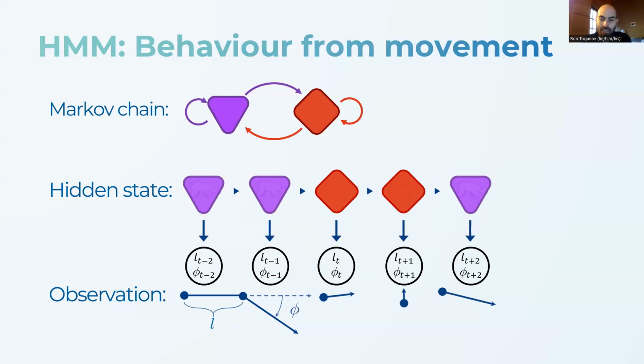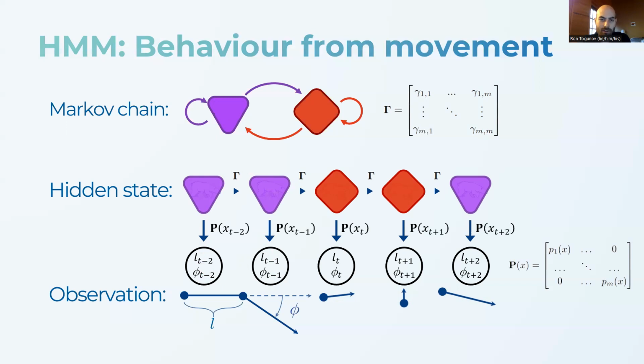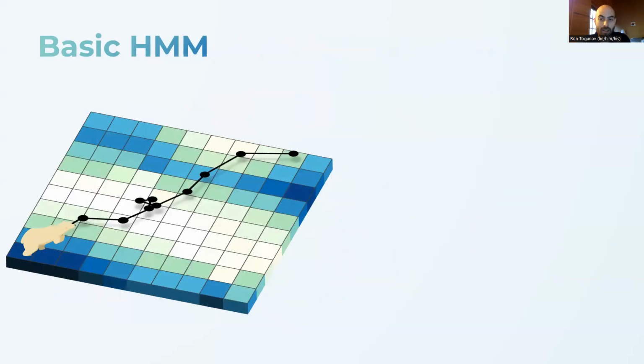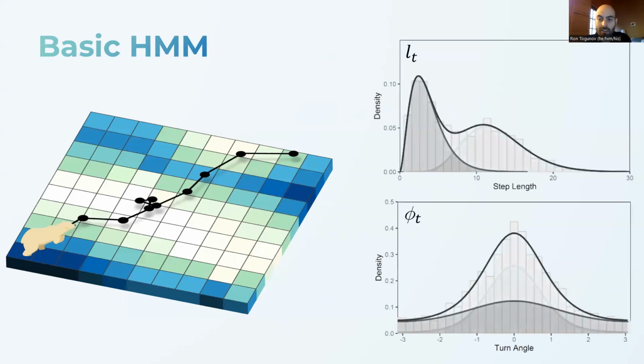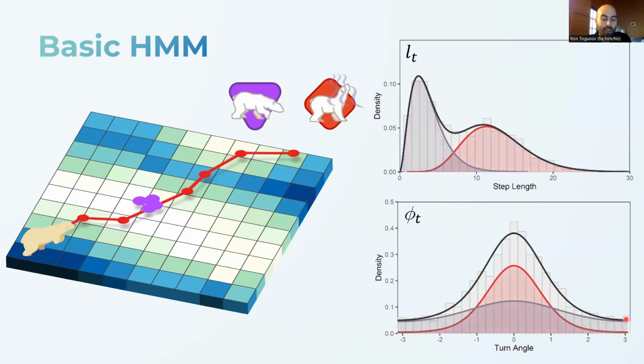Now, to bring in the notation from earlier in the lecture, the transition probability matrix is represented by the arrows between states, and the emission probability matrix P(x) is represented by the arrows from the latent state to the observed data streams. Now, in a basic HMM, where we're measuring step length and turning angle, and we have two states, for example, area-restricted search and olfactory search, we may expect that during area-restricted search, movement is slower and turning angle is more widely distributed. And during olfactory search, movement is faster and more concentrated, which gives us the overall observed distribution in black.